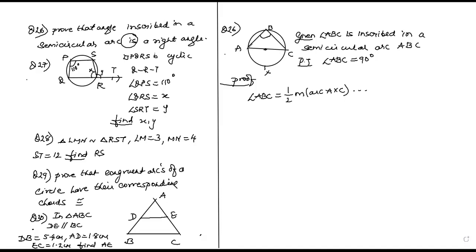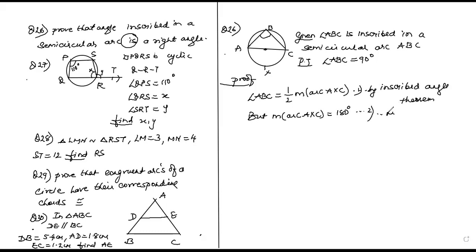Angle ABC is an inscribed angle, and arc AXC is the intercepted arc. So angle ABC is half arc AXC by the inscribed angle theorem. This is your statement number 1. Now, the measure of arc AXC is equal to 180 degrees. This is your statement number 2.